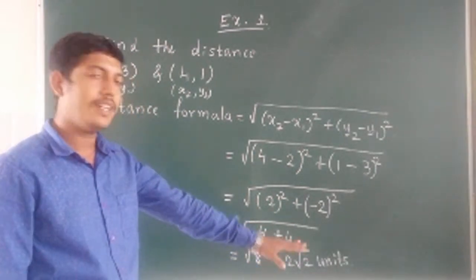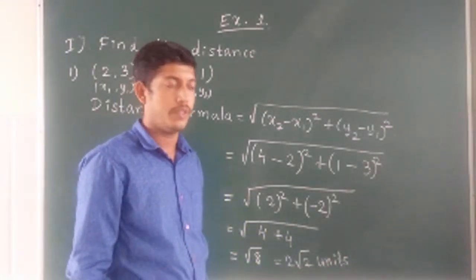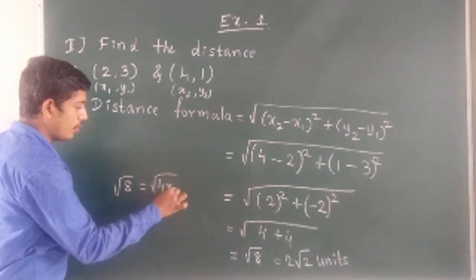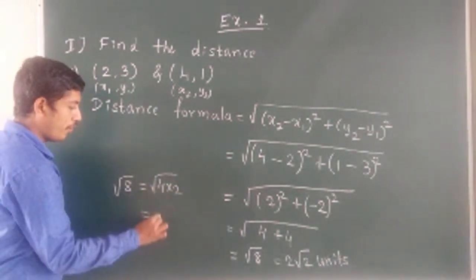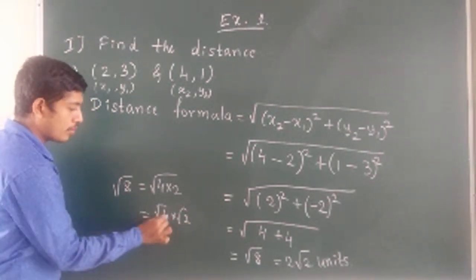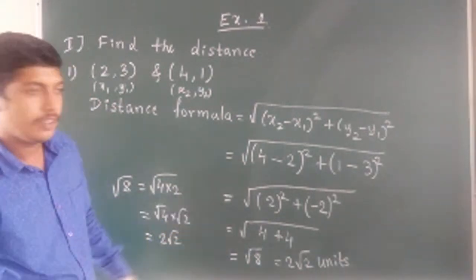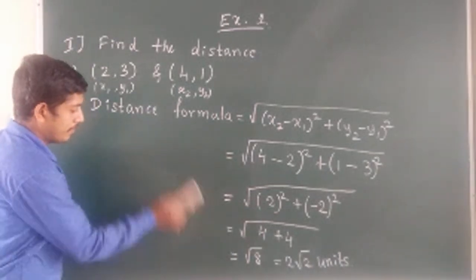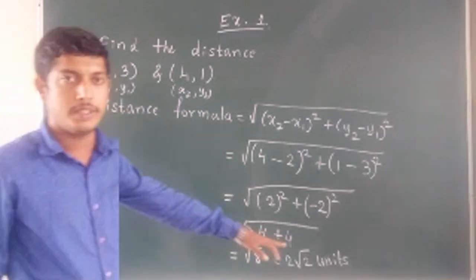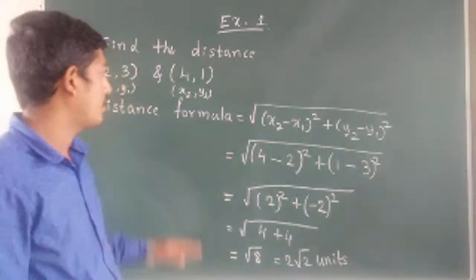Square root of 8 is 2 into square root 2 units. Because here square root of 8 equals square root of 4 into 2, which means square root of 4 into square root of 2. And square root of 4 is 2, so 2 into root 2. And for the answer you have to write the units. Just look at the steps.